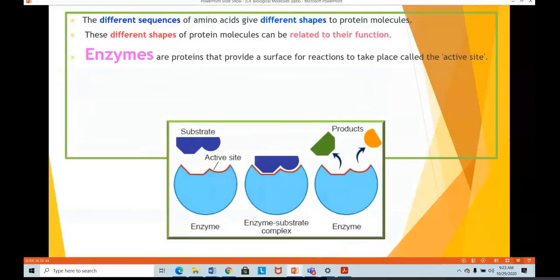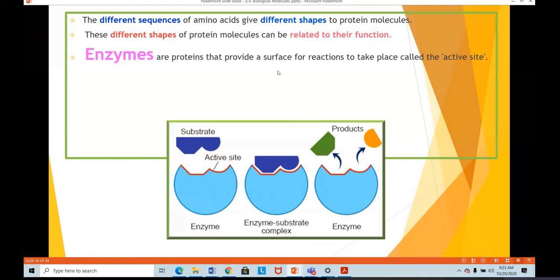Okay, so now coming to the enzymes. We already know that even proteins are enzymes, right? And the different sequences of amino acids give different shapes to protein molecules. All right, so not only does the function of the protein molecule depend on the combination of amino acids, but the sequence of the amino acids also gives different shapes to the protein molecules, as you can see in this picture here. These different shapes of protein molecules can be related to their function.